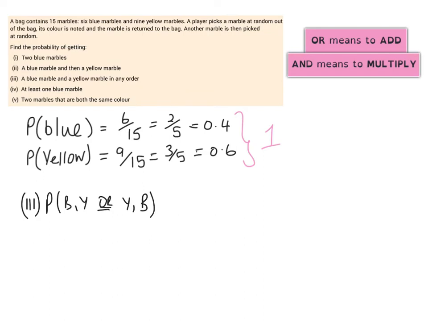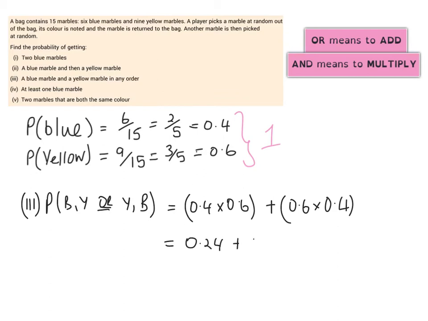Well, blue followed by a yellow, the probability of that is 0.4 times 0.6, because it's blue and yellow. And then you have to add that, because it's or, to the probability of a yellow, which is 0.6, and the probability of a blue, 0.4. And when you do that, you're basically saying what is 0.24 plus 0.24? Well, that quite simply gives you 0.48.